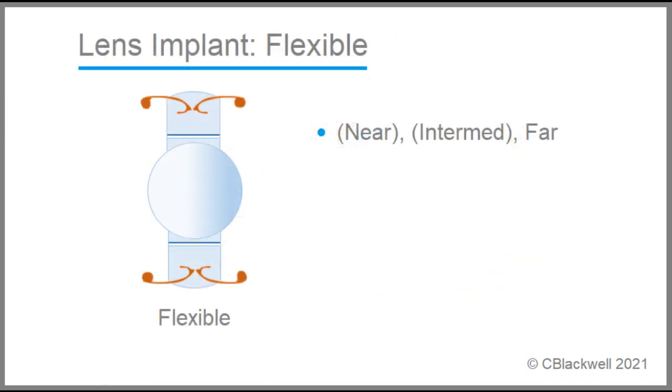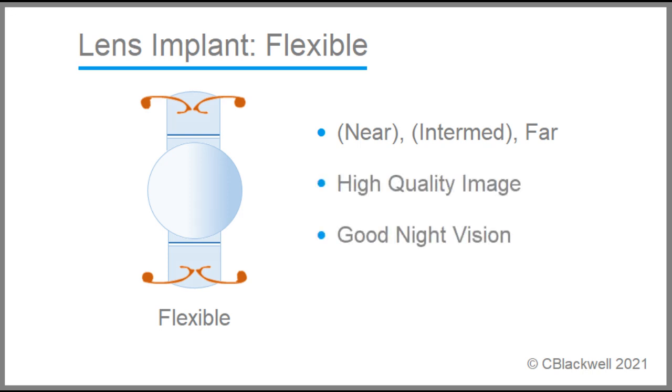The result? Measurements show some flexibility early on, but unfortunately by 1 to 2 years out, there's minimal movement, probably because the capsule has become scarred and stiff. With the single vision optic, this lens retains the advantages of good image quality and night vision.